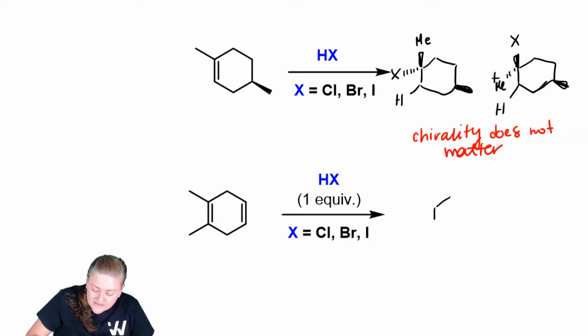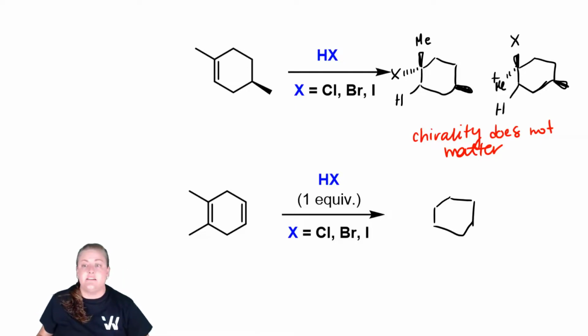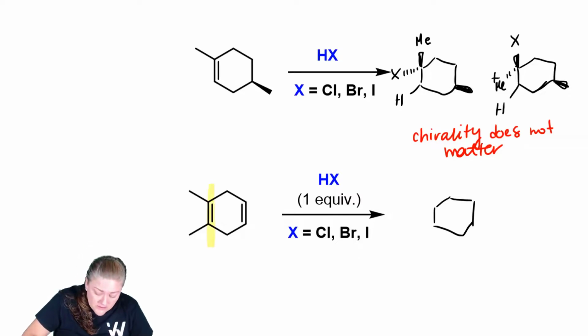Now, the last question here has two alkenes. We have to decide which is going to be more reactive, and that's going to be entirely dictated by where's the best carbocation. The answer would be here. Because I have a more substituted alkene, that means that I have a more stable carbocation, which means this is where the chemistry will occur. With all that being said, we'll leave this alkene alone.